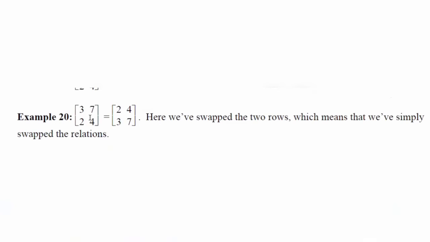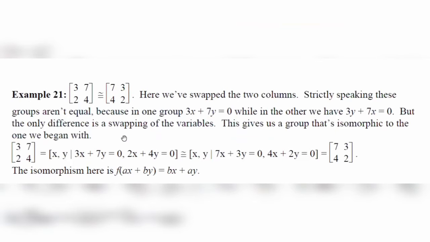As you can see in the example on your screen, which is 3, 2, 7, 4 in a 2 by 2 matrix, here we swap the two rows, which means we are swapping the relations. Now the next example, 3, 2, 7, 4, is isomorphic to this. Here we swap the two columns. Strictly speaking, these groups aren't equal, because in one group the relations are 3x plus 7y equals 0 and 2x plus 4y, and in this matrix it is 7x plus 3y. These are isomorphic to each other but not equal.